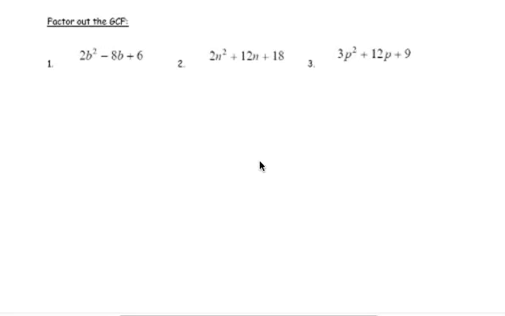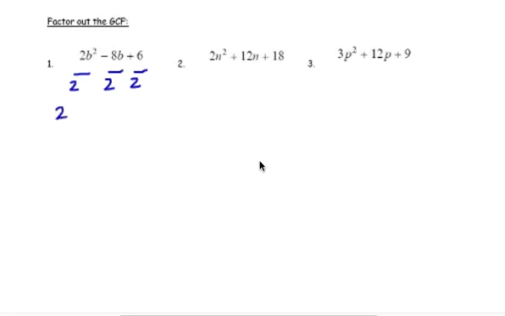Today we're continuing on factoring. We're going to start with the beginning part where we have to factor out a greatest common factor. So we look at the 2b squared minus 8b plus 6 like we did yesterday, and we see if there's something in common that we can factor out. What do you see that we have in common here that we can factor? We can factor a 2 out, okay? There's nothing else here that we can factor out.